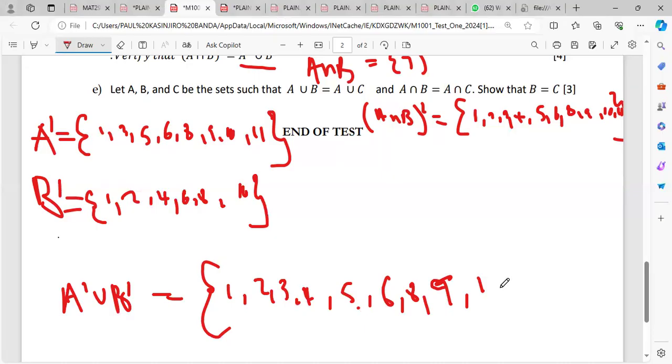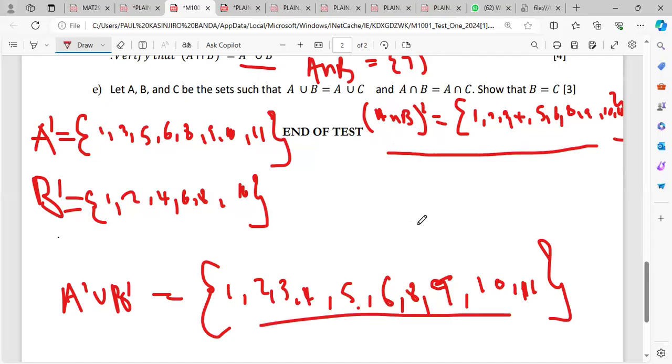Yeah, so I can see 10 there and I can see 11. Okay, so now let's compare these two sets. This set here and these two sets. We can see that they are equal, right? Because all the elements that are here, you can also see them there. Okay, so hence proved. You can even write hence proved.